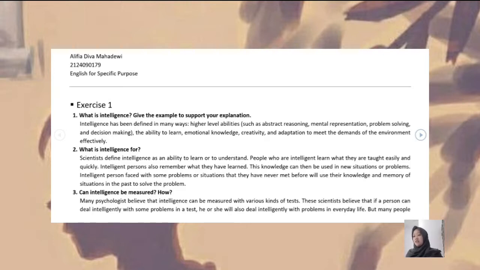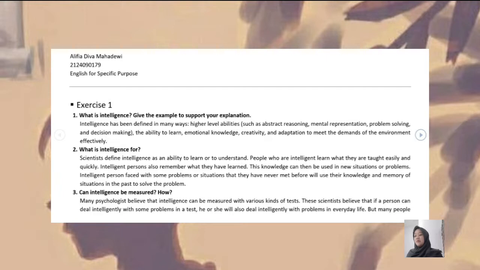Second, what is intelligence for? Scientists define intelligence as an ability to learn or to understand. People who are intelligent learn what they are taught easily and quickly. An intelligent person also remembers what they have learned. This knowledge can then be used in new situations or problems. An intelligent person faced with problems or situations that they have never met before will use their knowledge and memory of situations in the past to solve the problem.